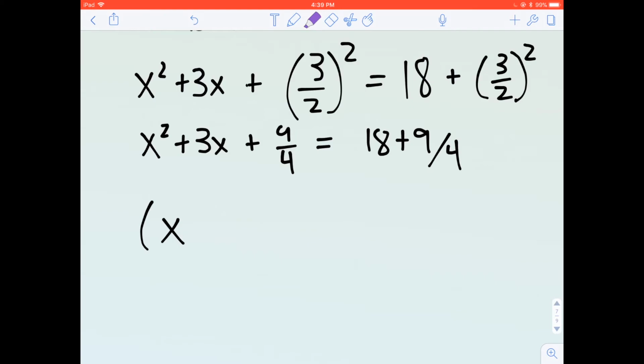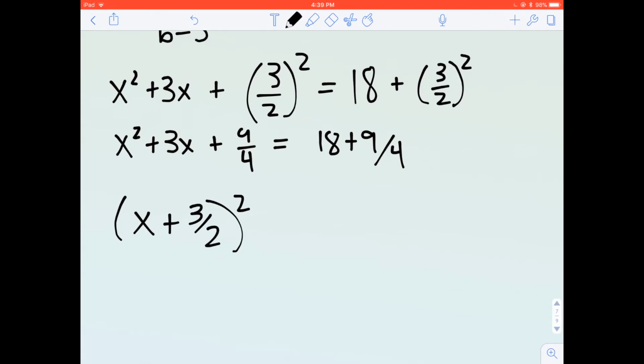Remember, it's always going to be x plus whatever this term is. So if that was a negative 3/2, it would be x minus 3/2. But since it's a positive 3/2, we're just going to do x plus 3 over 2 squared. That's why it's called completing the square. It'll work every time. Equals 18 plus 9 over 4.